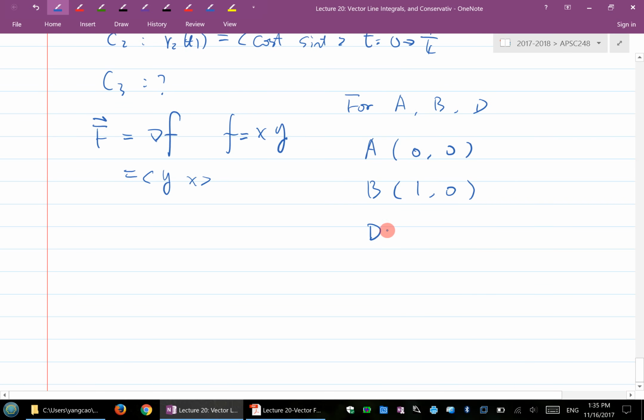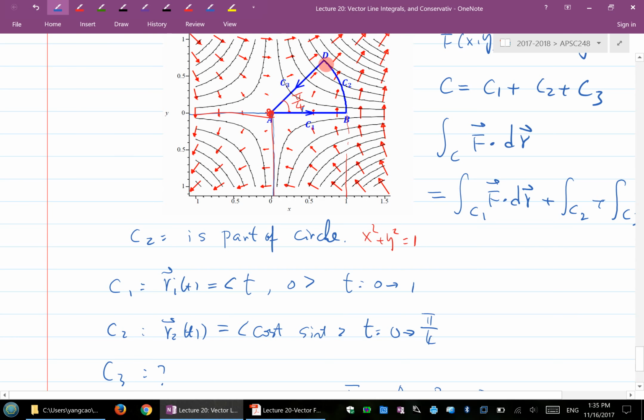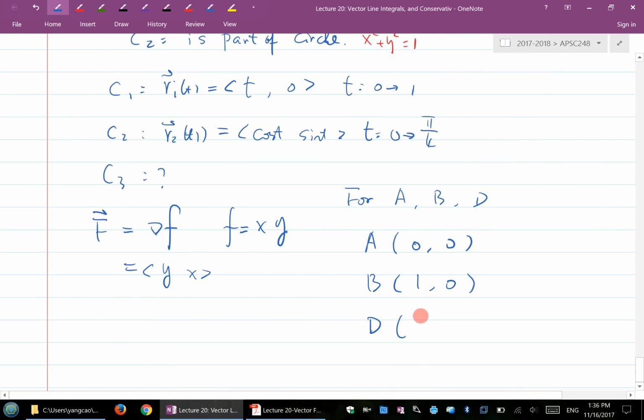And what about the coordinates of D here? What's the coordinates of D? Here's pi over 4, so the coordinates of D is cosine 45 and sine 45, right? Everybody sleeping? So cosine 45 equal to root 2 over 2, root 2 over 2, right? Okay. That's your D.